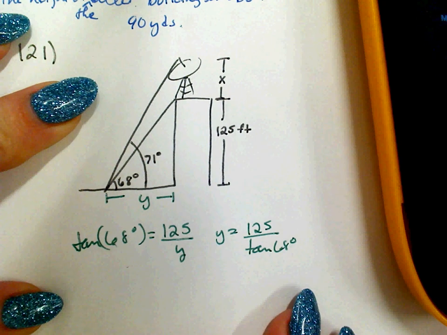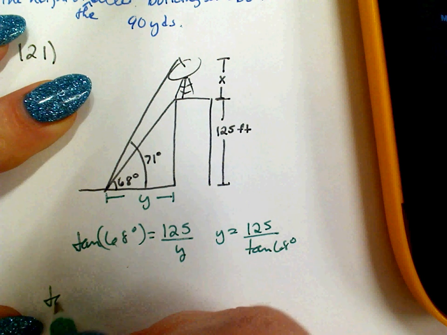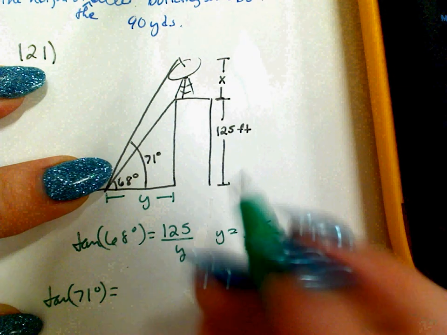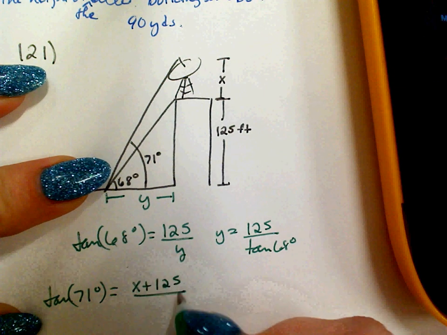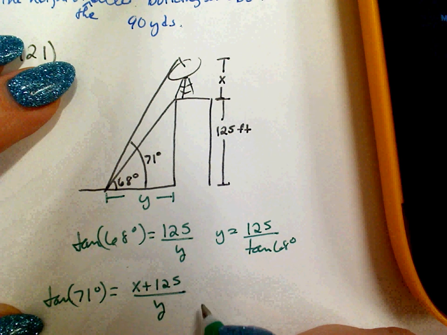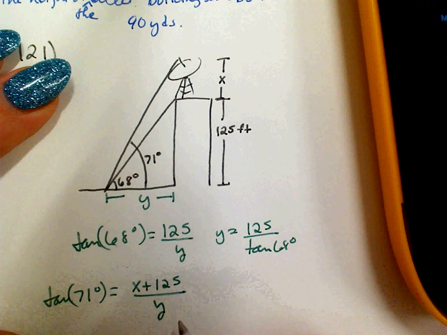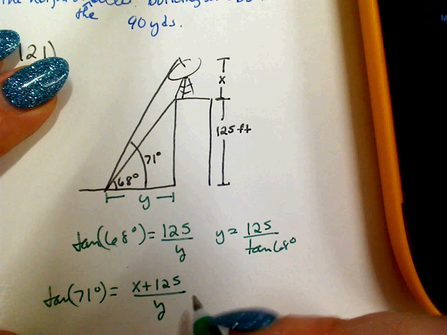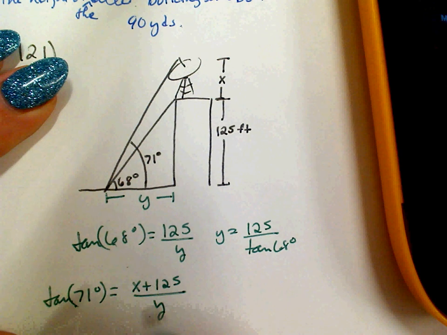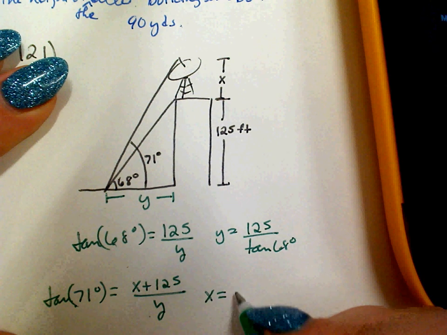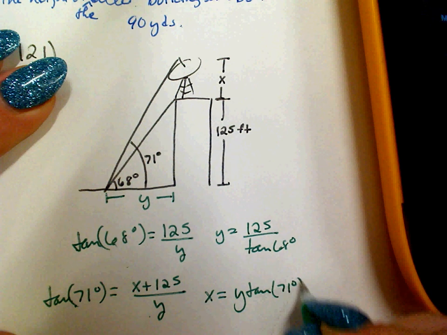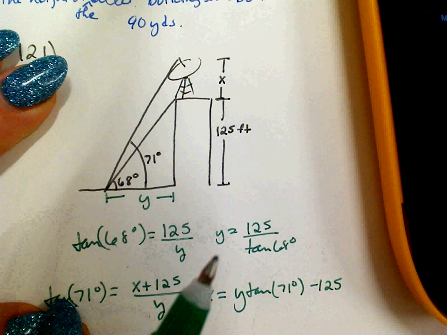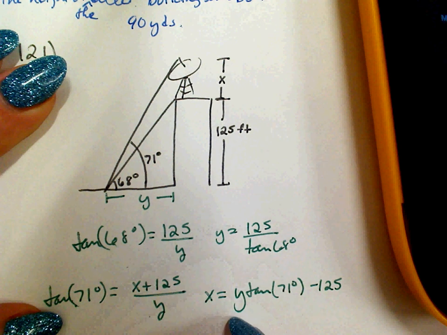And then I know that tangent of 71 degrees equals opposite, which is x plus 125, divided by, again, y. And then if I wanted to solve for x, I would multiply by y and then subtract 125, so x equals y tangent of 71 degrees minus 125. Once I know what y is, I can plug in y, and I've got x.